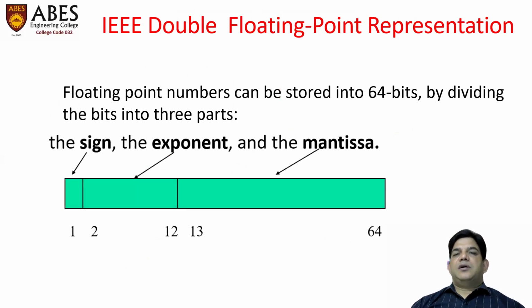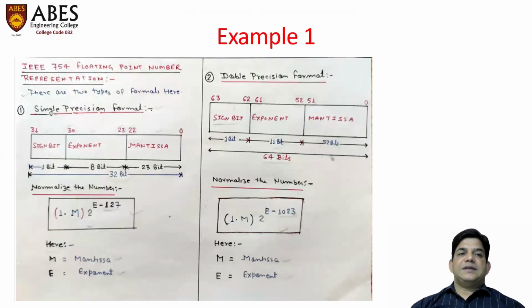Now, in the case of double precision floating point representation, it is a 64-bit representation. Here we have the sign bit, exponent, and mantissa. The sign bit is 1 bit, the exponent is 11 bits, and the remaining bits are used for the mantissa. Now let's take an example. For single precision, it is a 32-bit representation: 1 sign bit, 8 exponent bits, and 23 mantissa bits. The normalization is 1.m times 2 to the power e minus 127, where m is the mantissa and e is the exponent value.